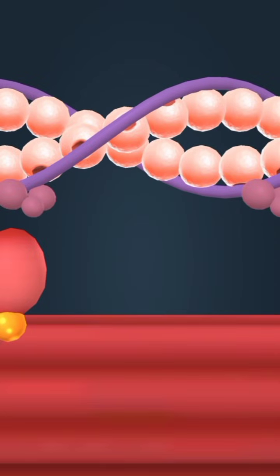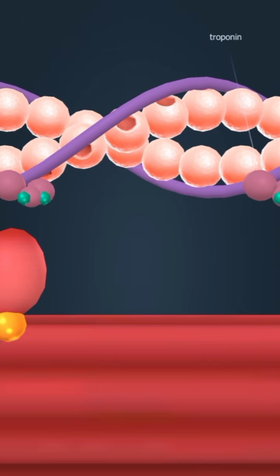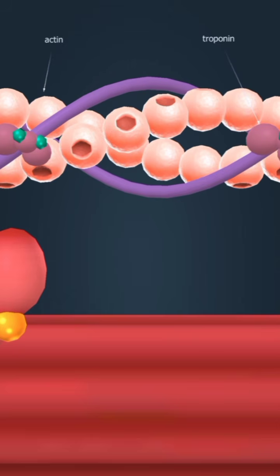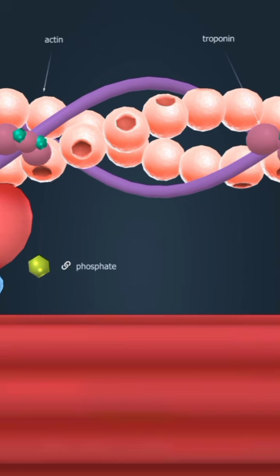The molecular mechanism of muscle contraction is as follows. Stimulation of the muscle results in an increase in the calcium level of muscle fibers. Calcium ions bind to the troponin, which causes tropomyosin to move, and thus the myosin-binding parts of the actin become uncovered. Myosin binds to the actin.